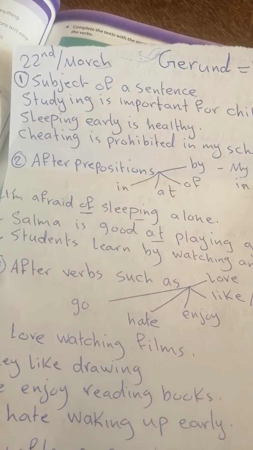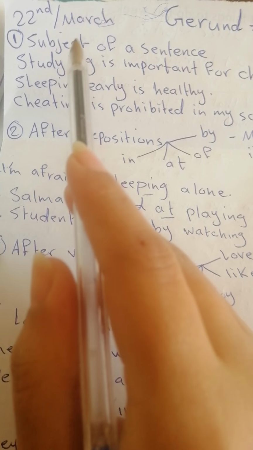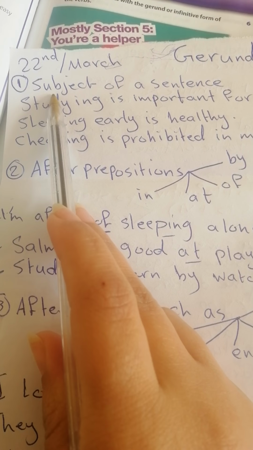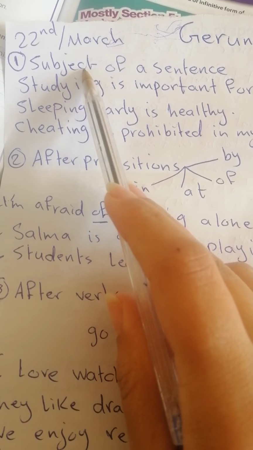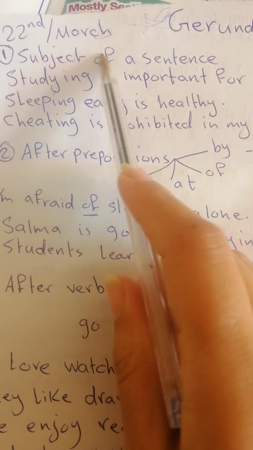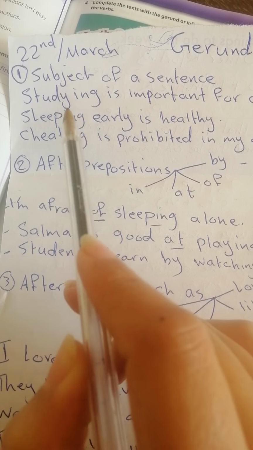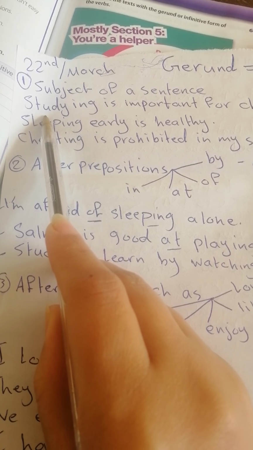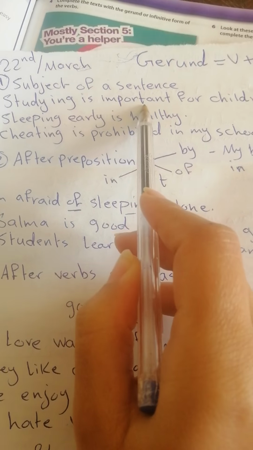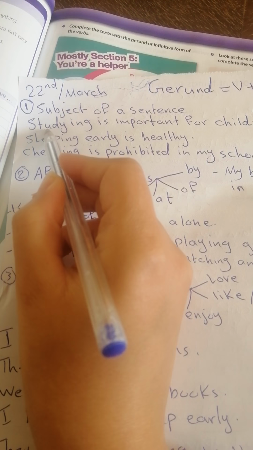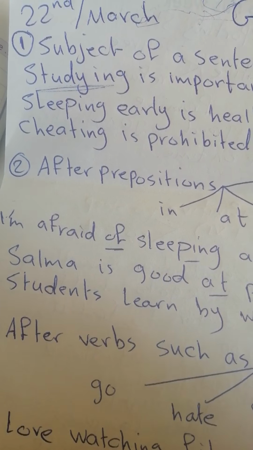Now, let's see why we use gerund. First of all, gerund, verb with ing, is used as a subject of a sentence. As if I'm saying, studying is important for children. What is important for children? Studying. So here studying is the subject of the sentence. الفاعل هون studying.